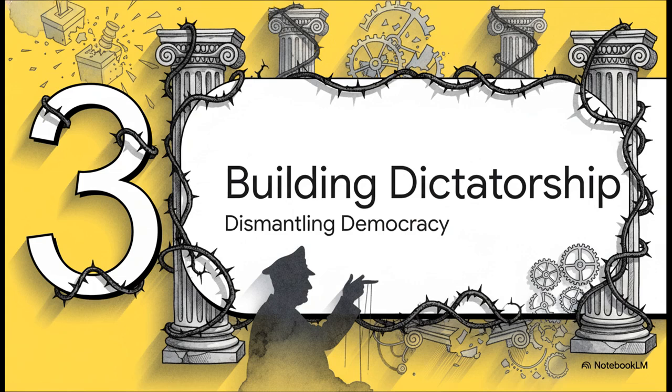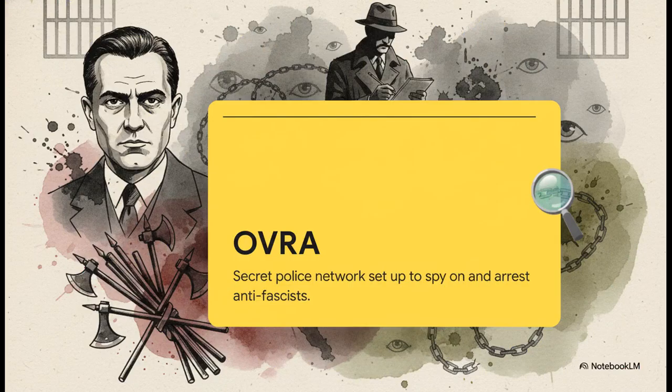Section 3. Building the dictatorship. Dismantling democracy. So Mussolini is prime minister, but he doesn't just flip a magic switch and become a dictator overnight. Nope, he spent his first few years cleverly breaking down democracy from the inside out.